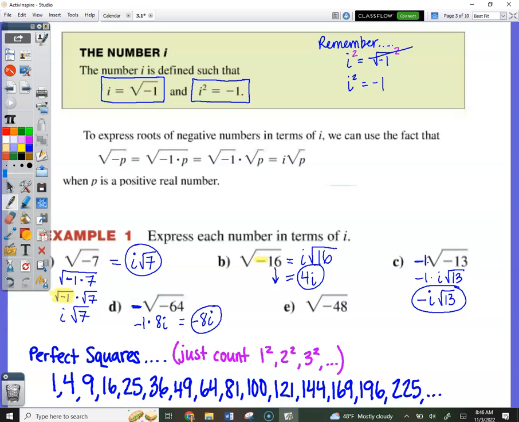E is not as straightforward because 48 is not perfect. Here's where you're going to need your calculator. I'm running out of room, so I'm going to pull E over here. So we have the square root of negative 48. First of all, the negative under the radical means I need to pull the i out. So this is going to be i times the square root of 48.